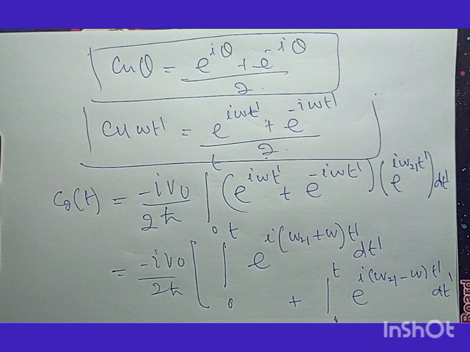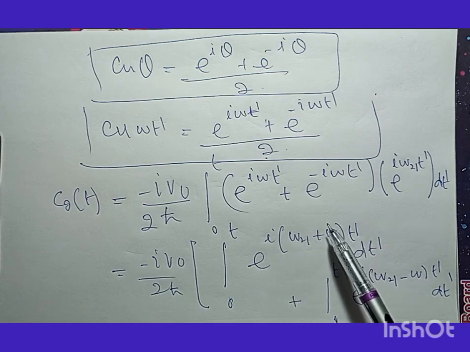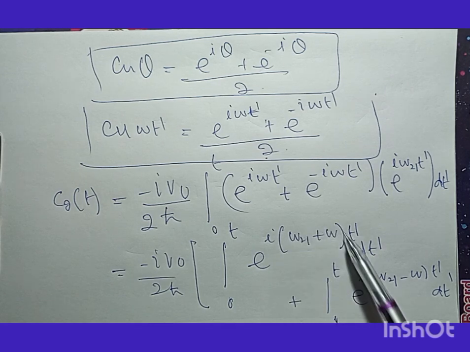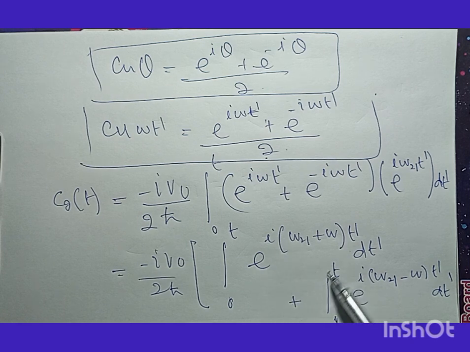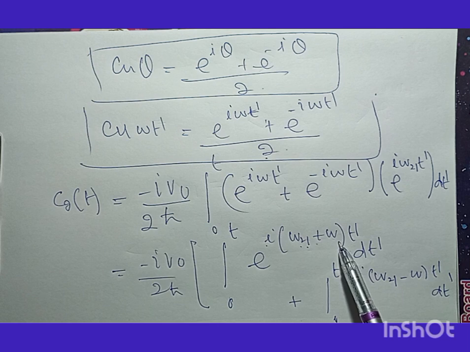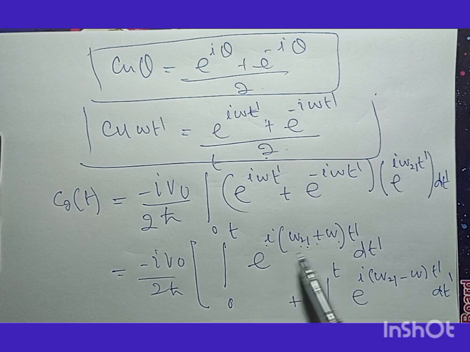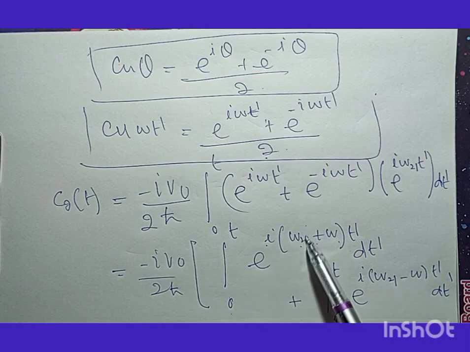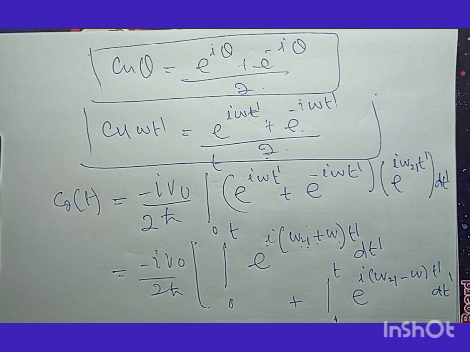Then we can look for the integration, and this is an exponential function. The integration of an exponential function is the exponential function, but you have to divide it by the internal derivative of its exponent. So in this case, the internal derivative will be i (omega21 plus omega). When you give the upper limit and lower limit, for the upper limit you will have the function, and for the lower limit you will have e to the power of 0, which gives us 1. So the result is obvious.